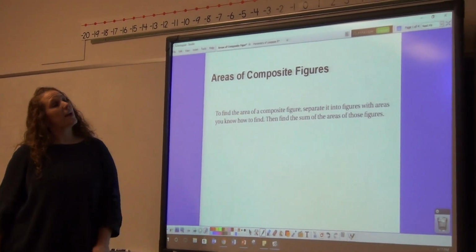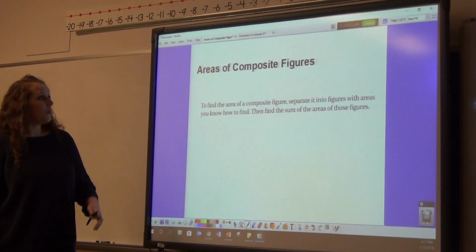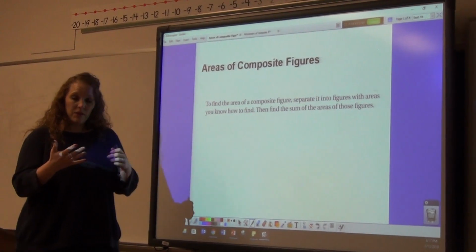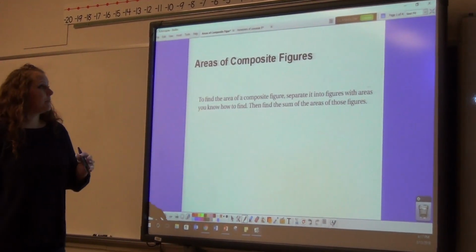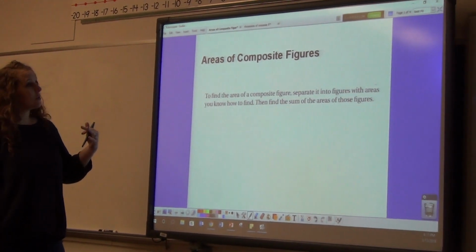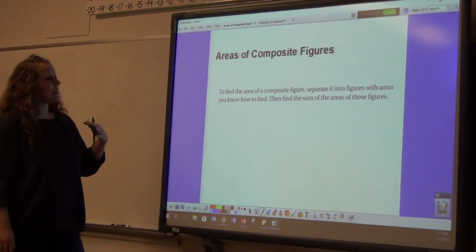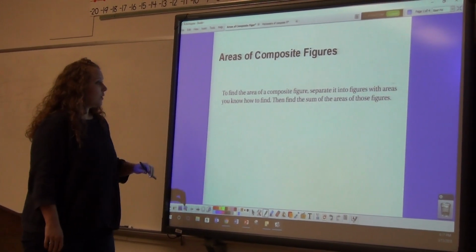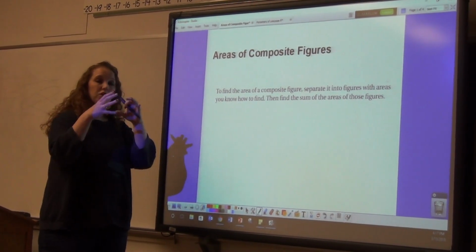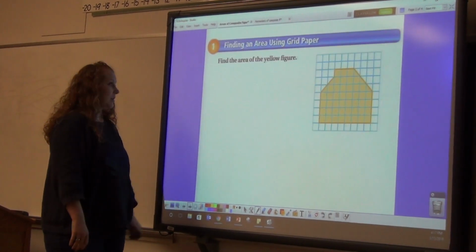We are now going to do area of composite figures. So we already talked about a composite figure is a figure that is made up of different shapes, and we already found perimeter of those shapes. Now we're going to find area of those shapes. So you basically take all the different shapes and add the areas of those shapes together.